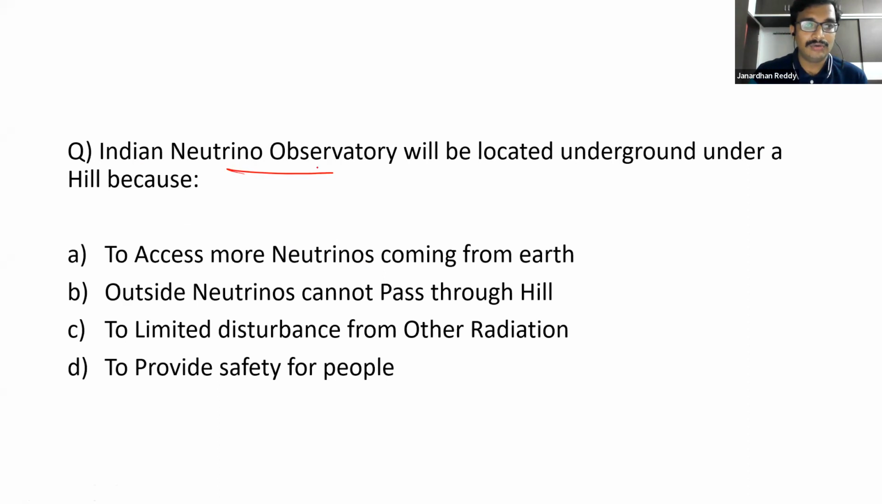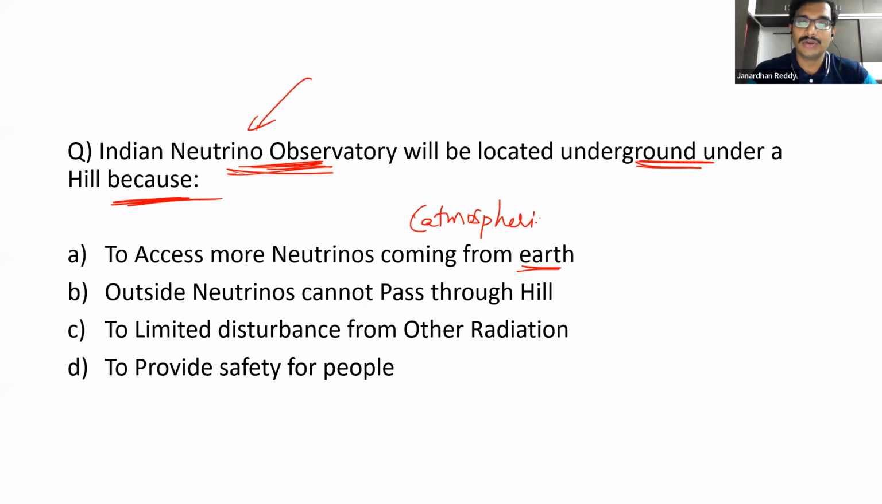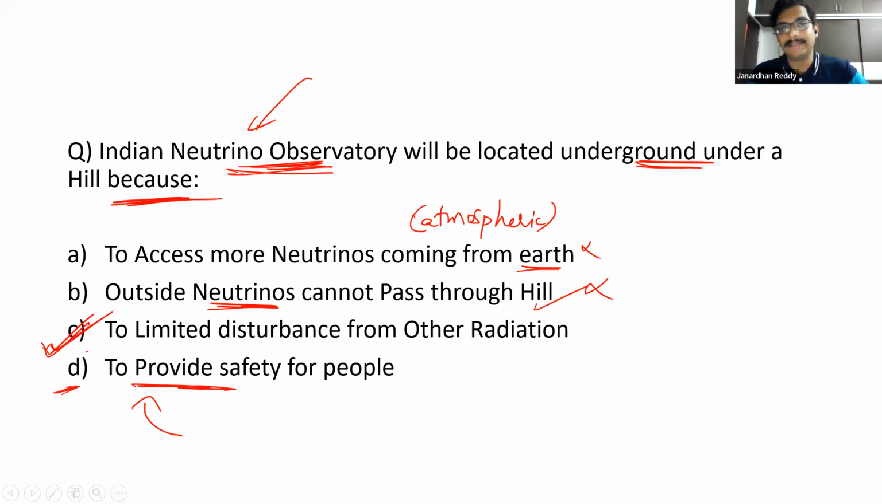Indian Neutrino Observatory is located underground under a hill because of what? What is the right answer for the second question? Some are saying A, some are saying C. A is wrong because the Indian Neutrino Observatory does not want to study Earth neutrinos. It wants to study atmospheric neutrinos. That's the reason this is wrong. Outside neutrinos cannot pass? Obviously, they can pass. To provide safety for people? This is not the best option because anyway it is non-radiating. So the best answer is C. Sometimes some people will argue, but when this option is there, we have to go for C. Except a few, most of you answered correctly.